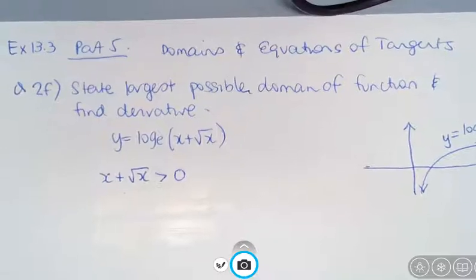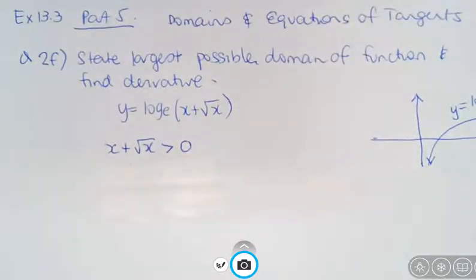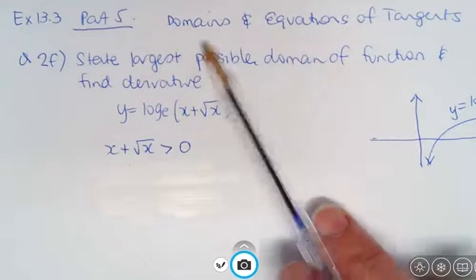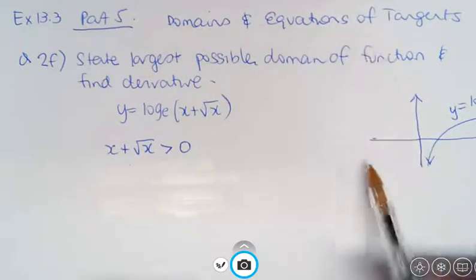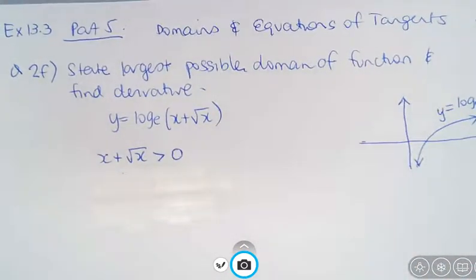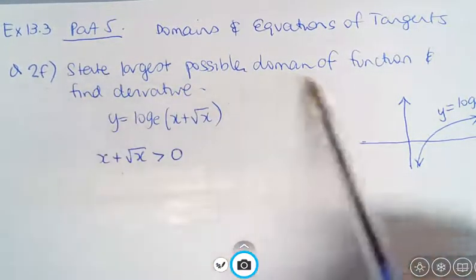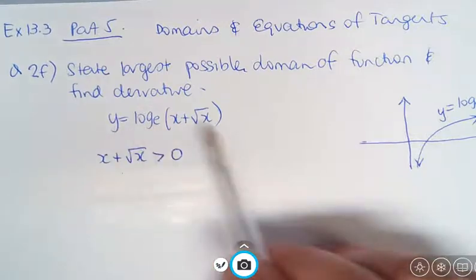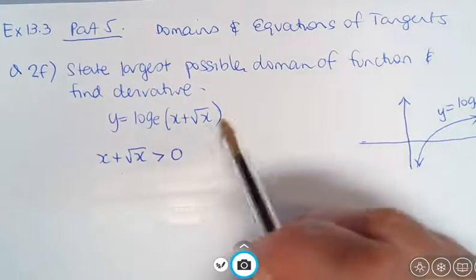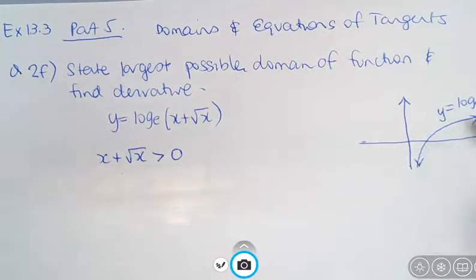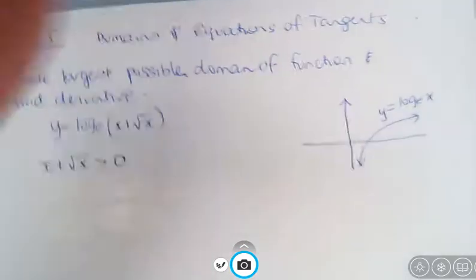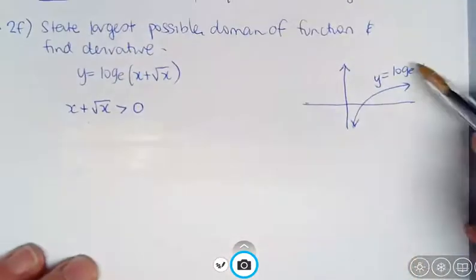Okay, this is exercise 13.3, part 5 here, looking at domains and equations of tangents for logarithmic and exponential functions. Just an example from question 2: state the largest possible domain of this function and find its derivative. If we look at any log function, you can only substitute in values of x greater than 0.